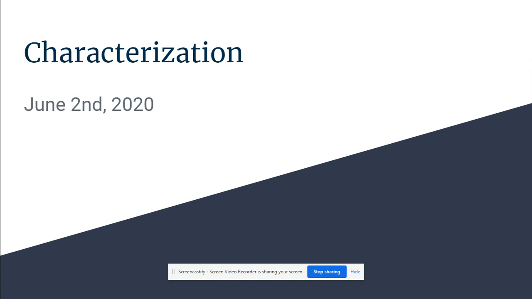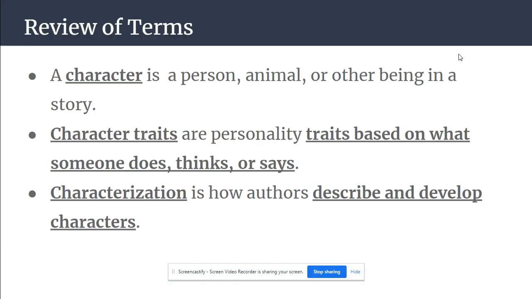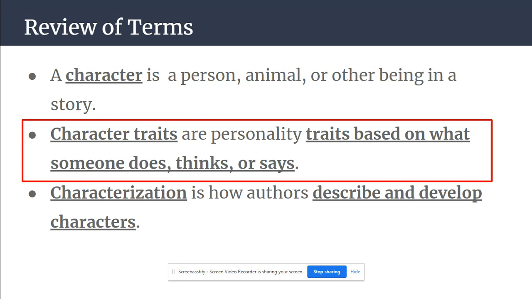Today we're going to be talking about characterization again, building off of what we talked about last week. So just as a review, a character is a person, animal, or other being in a story. Character traits are personality traits based on what someone does, thinks, or says, and characterization is how authors describe and develop characters. So today we're going to be specifically focusing on character traits. Personality traits that are based on what someone does, thinks, or says.